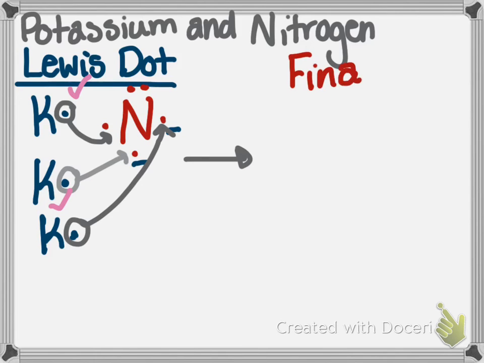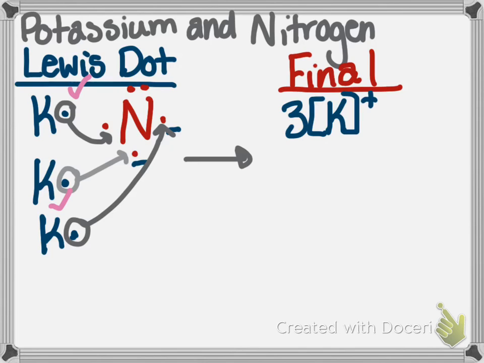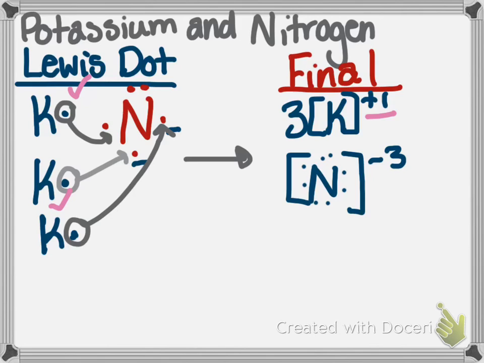So now we're going to draw our final product. So I need to draw my potassium with a +1 charge since every individual potassium only lost 1 electron, okay? And then nitrogen with all 8 valence electrons and a -3 charge, okay?